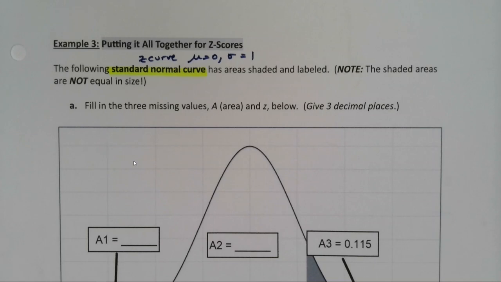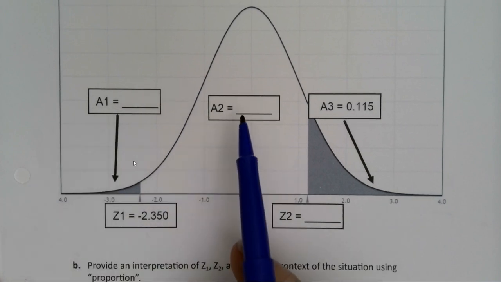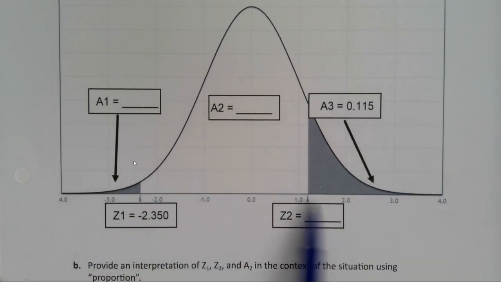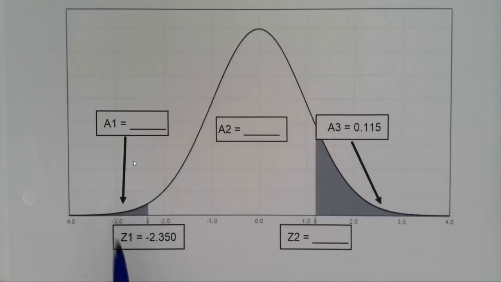So now it's time to put together what we've learned about the z-curve and finding values for the z-curve in one big problem. So we're going to fill in the missing values, A1, which stands for area 1, A2, which stands for area 2, and then Z2, because there's 2 z-scores here and 3 separate areas. Okay, so let's start off over here.